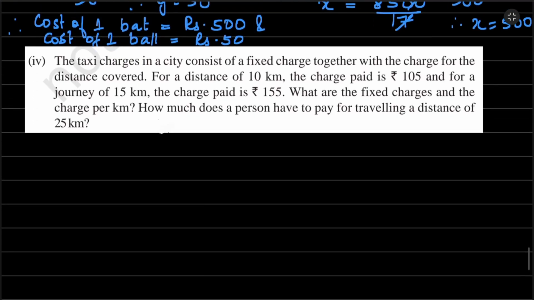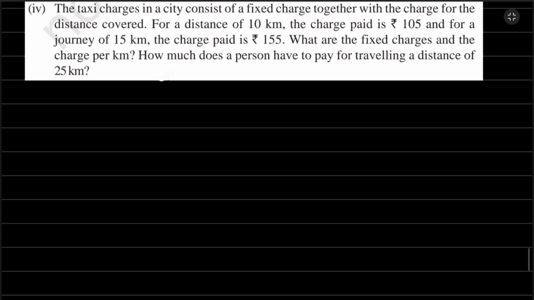Okay. Now moving on to the next question. The taxi charge is a very good question, a very important question. The taxi charges in a city consist of a fixed charge together with the charge for the distance covered. For a distance of 10 kilometers, the charge paid is 105, and for a journey of 15 kilometers, the charge paid is rupees 155. What are the fixed charges and the charge per kilometer?